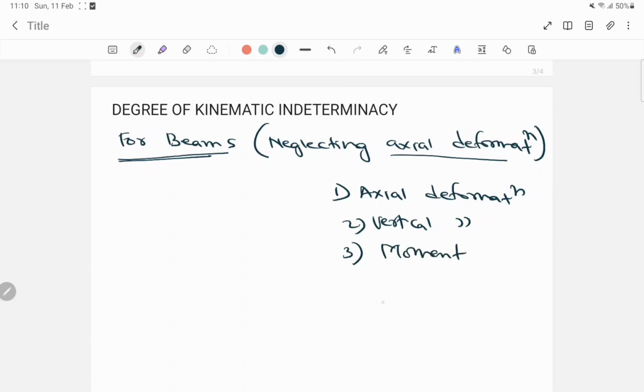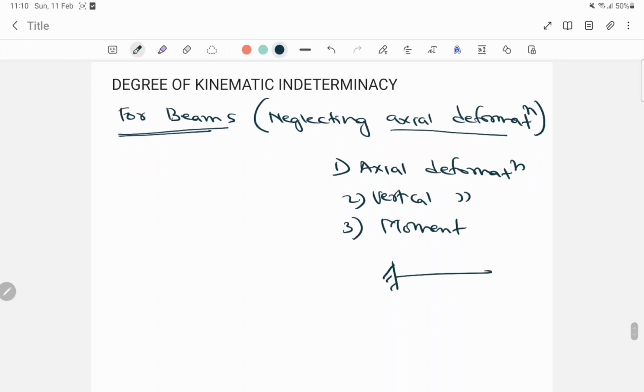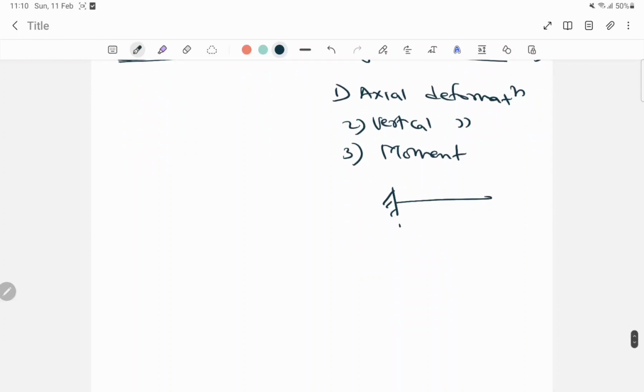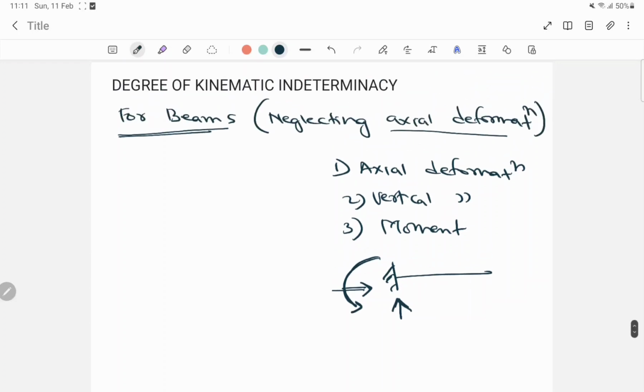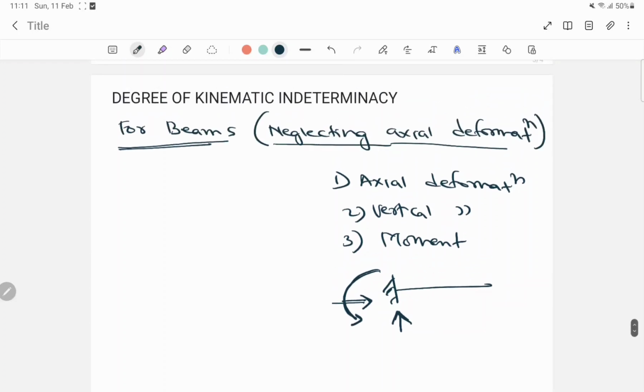Okay, so here, just as an example, in the case of the fixed beam we have three unknown reactions, that is vertical, horizontal and the moment. What does this mean? In the fixed beam, this beam can be deformed vertically, horizontally and along the moment. So in this case we have to neglect the axial deformation. That means we have to neglect this deformation. This is the axial deformation, or we can also call it the horizontal deformation.